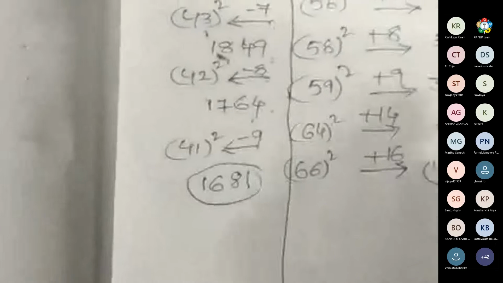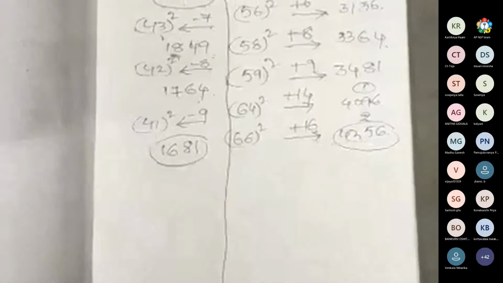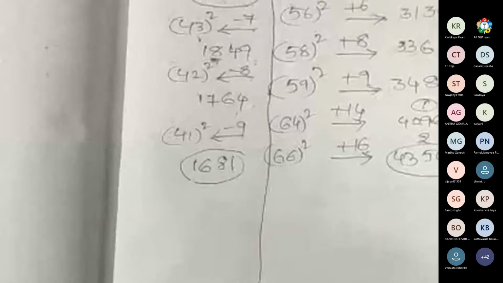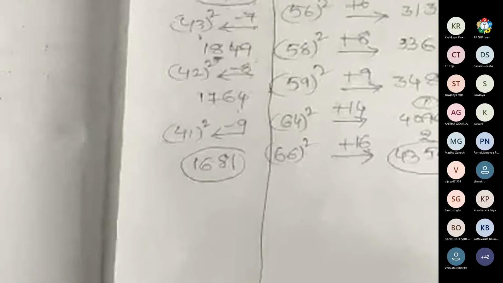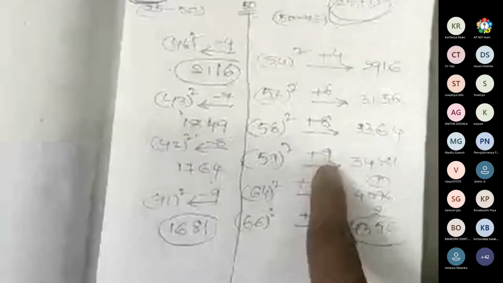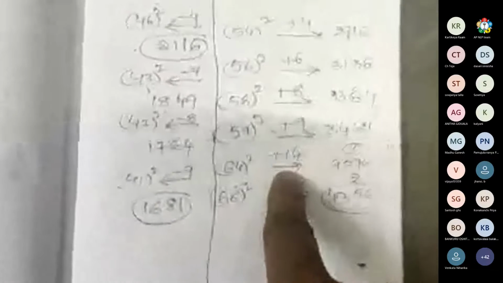To calculate 59 whole square, for 50 how much more? 9 more. 9 square is 81. And for 59 more, what is the technique I told? 25 plus difference I told. 25 plus 9 is 34. 3481. 64 whole square. For 50 how much more?